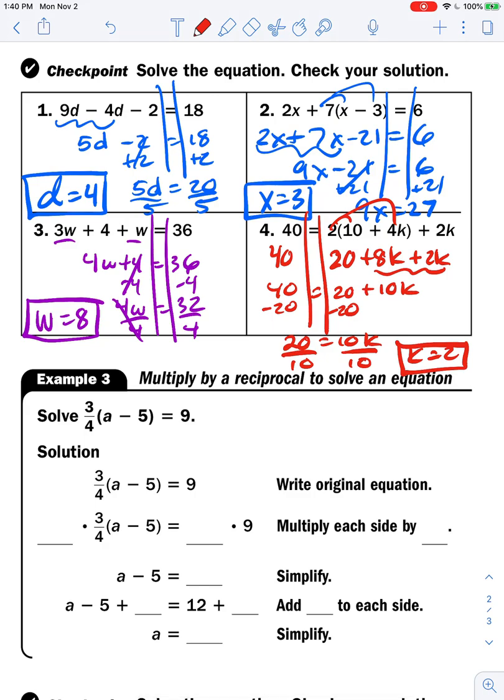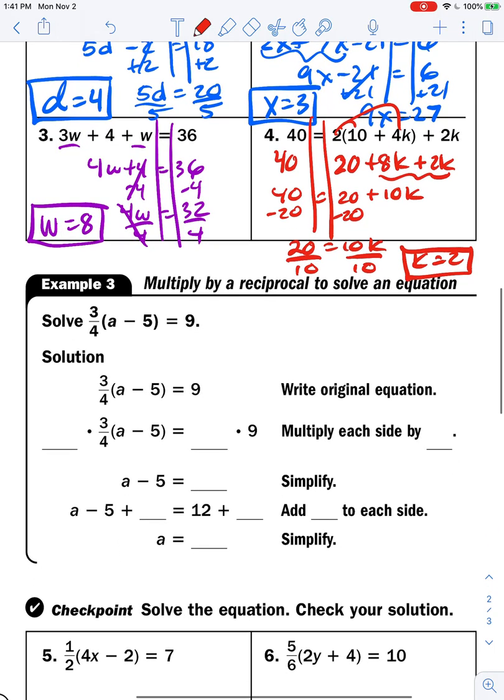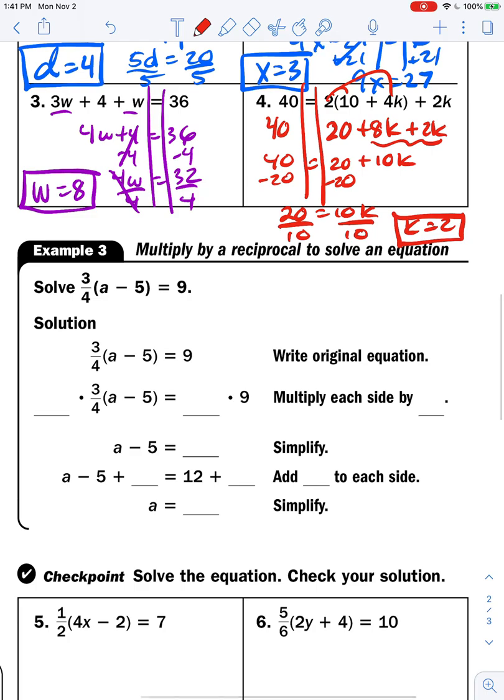All right, hopefully those went well. That's what your homework's going to look like. Those are the hardest ones when it has everything. A lot of the ones on the worksheet will be easier than that. Ooh, this one is tricky.